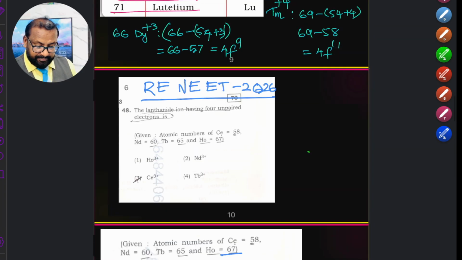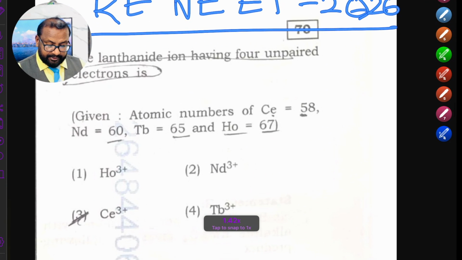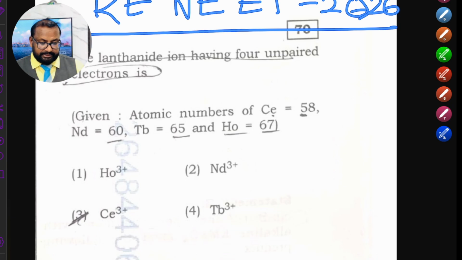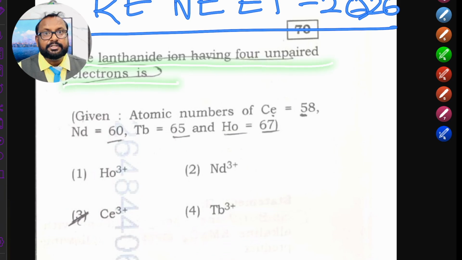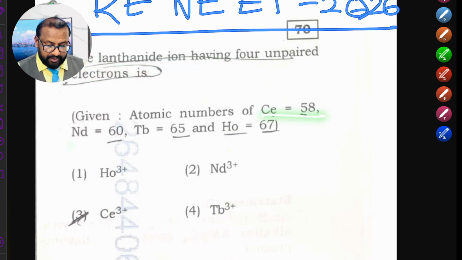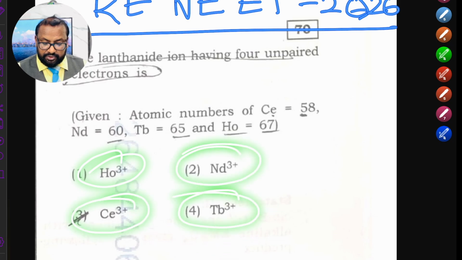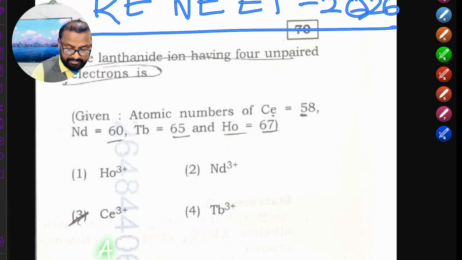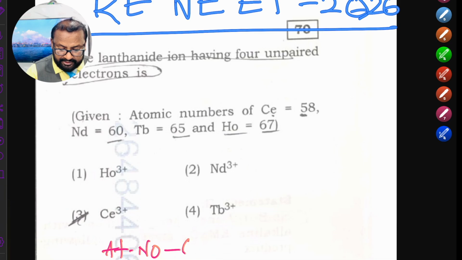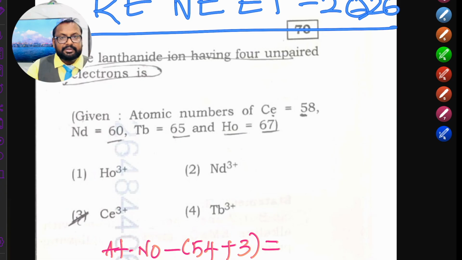Let us take the question from NEET 2026. This is the NEET 2026 question. I'll read the question here. The lanthanide ion having 4 unpaired electrons: cerium, neodymium, terbium, holmium are given, and their ions are given here. Our formula is simple: atomic number minus 54. I can see all of them are plus 3, so this gives me the atomic number.